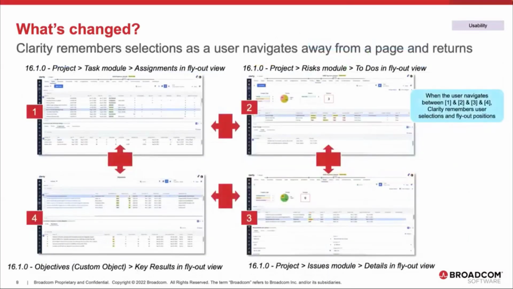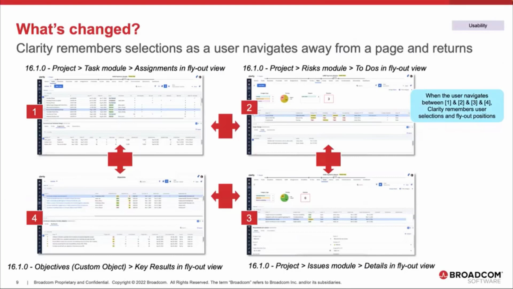Clarity has improved the user navigation experience such that Clarity maintains or remembers item selection as the user navigates away from a page and returns, again, within the same session. In this example, when a user navigates between a project, the selected task module, and even selected task assignments presented in the flyout to the risk module, to an issues module, or even off to a custom object such as objectives.